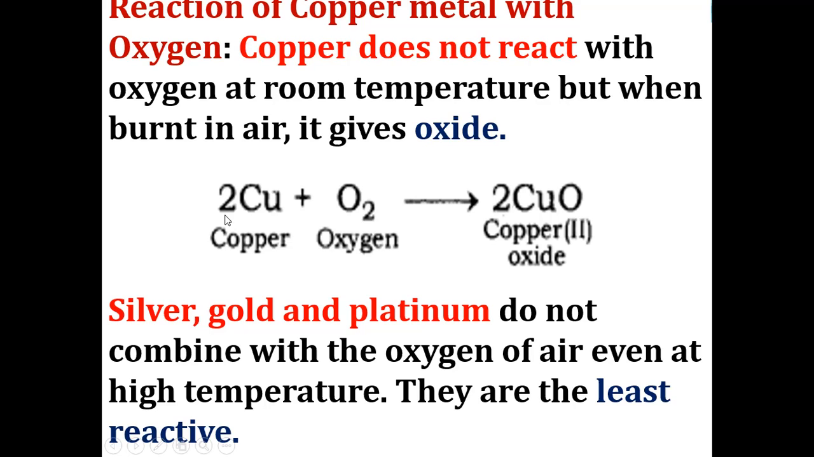Understood, children? So alkali metals can react easily. Copper does not react with oxygen at room temperature, but it will react with oxygen when it is burnt. Then silver, gold and platinum do not combine with oxygen even at high temperature. They are the least reactive metals.